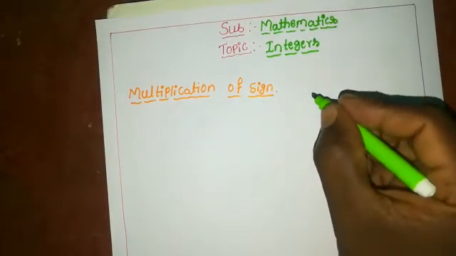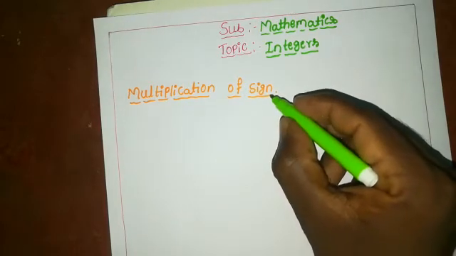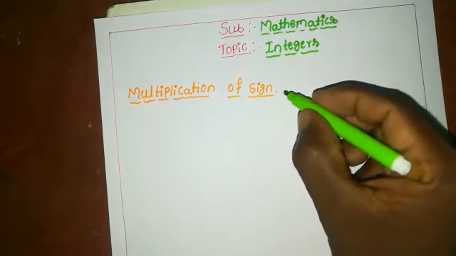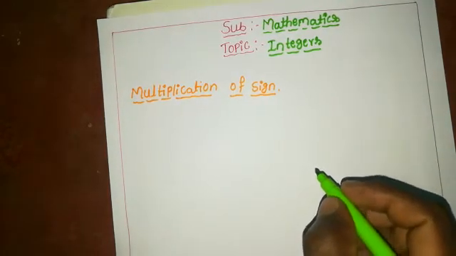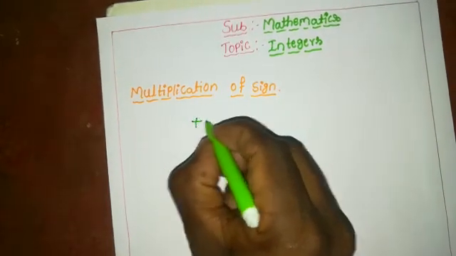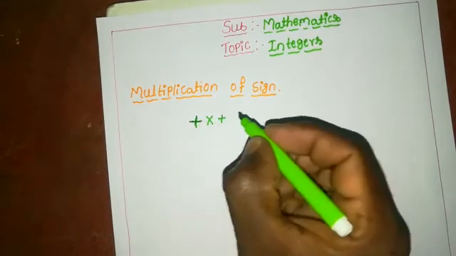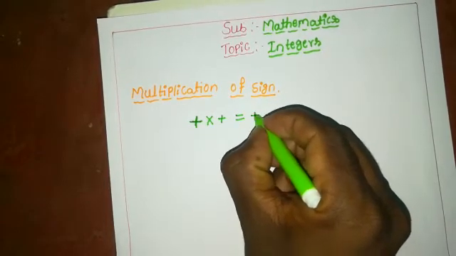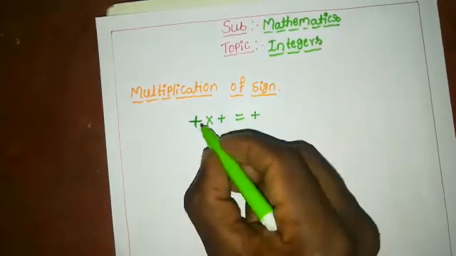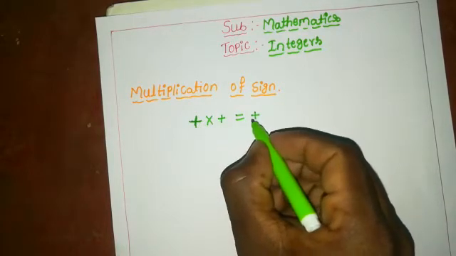Before we go into the multiplication of integers, we should learn the multiplication of signs. Let's see how to multiply the signs. When we multiply two positive signs, that is plus into plus, we always get positive, which means plus.